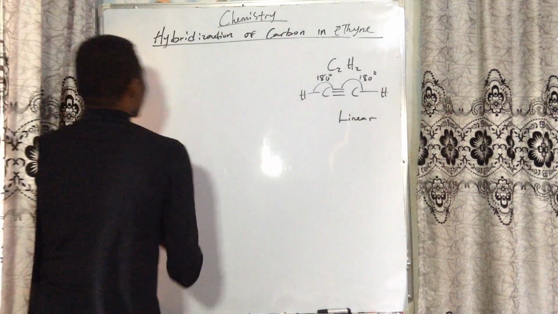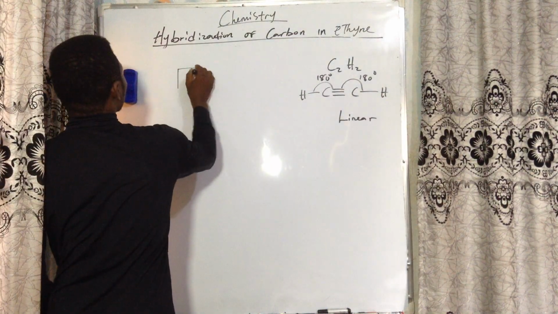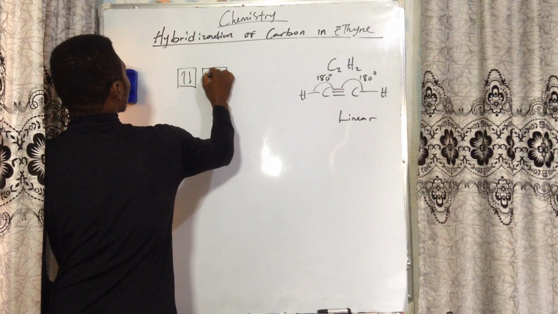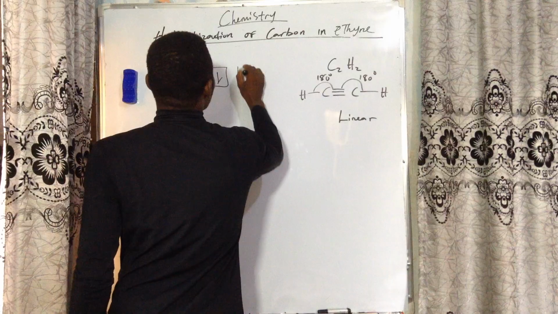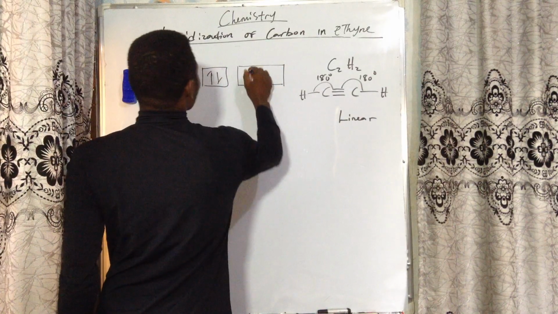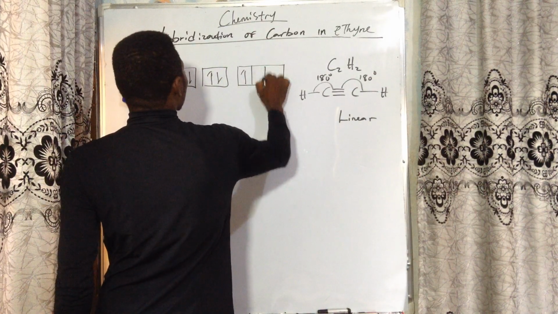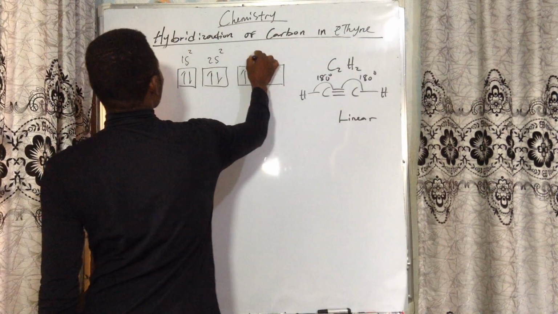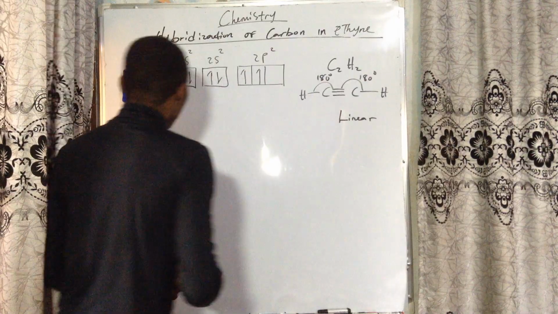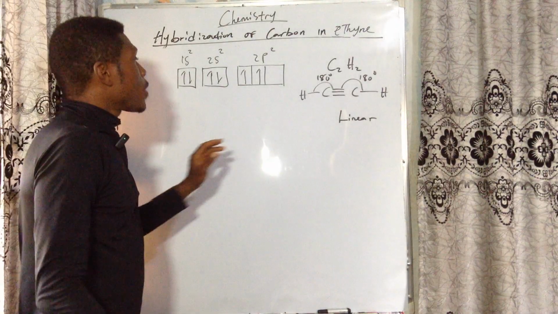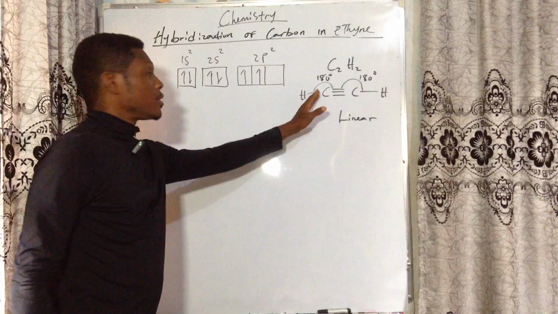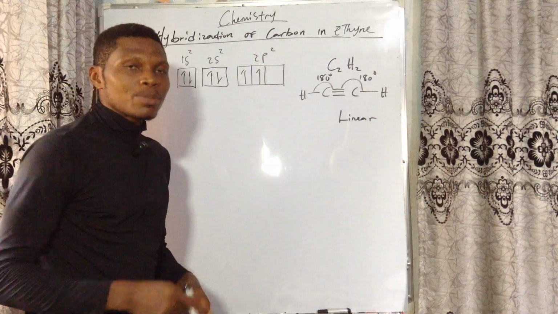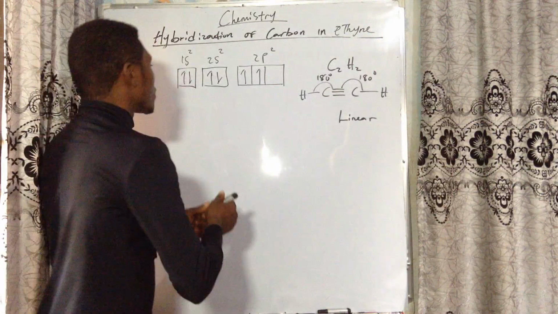Now this is the orbital representation of carbon before becoming hybridized. This is 1s2, this is 2s2, this is 2p2. Now see what happened. Before each of these carbons forms a bond with the other, they will become hybridized. But the hybridization in this case is what?